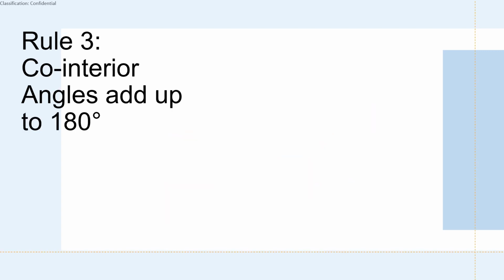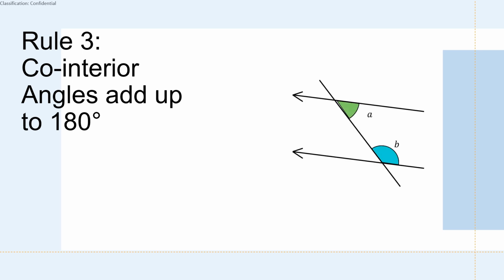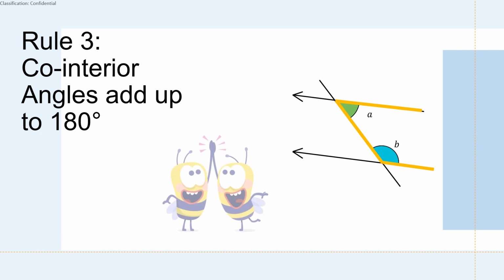Rule 3. Co-interior angles add up to 180 degrees. These are my angles, and as per this rule, angles A and B add up to 180 degrees. What kind of shape am I going to look for while working in my examination? I'll look for the letter C. So angles inside the top and the bottom of the C add up to 180 degrees, provided the top and the bottom of the C are parallel lines. Then only can A and B be considered as adding up to 180 degrees.